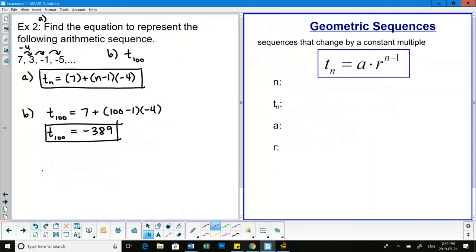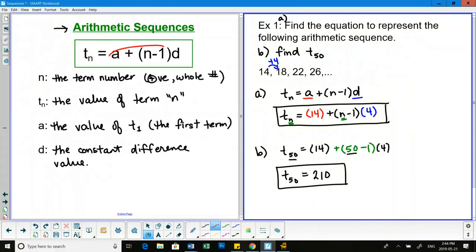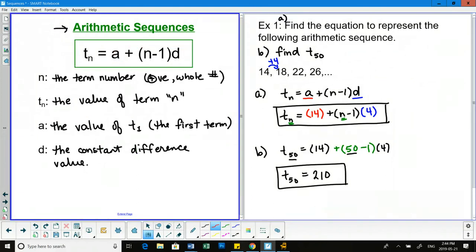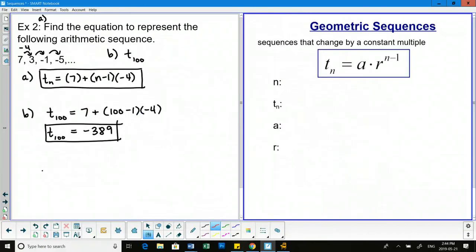All right, perfect. So the third example, what do we do when we have a multiple? Well, firstly, I can't set this up in the same way where we have additions happening here. I need a different formula because it's being multiplied. So I have to have a multiple happening here for this formula. When we set up this formula, n, tn, and a are all going to be the same as they were before. So this is still going to be the term number.